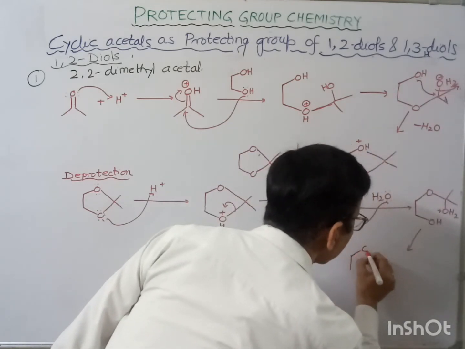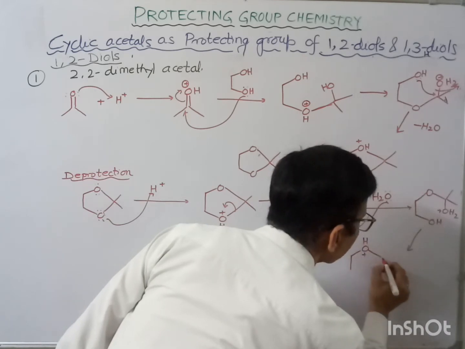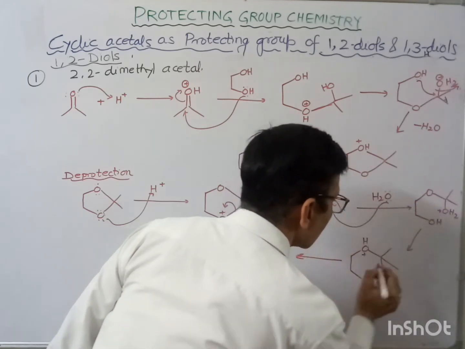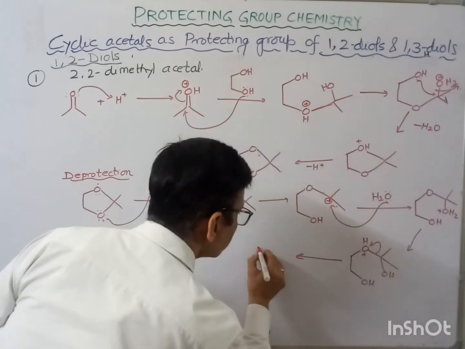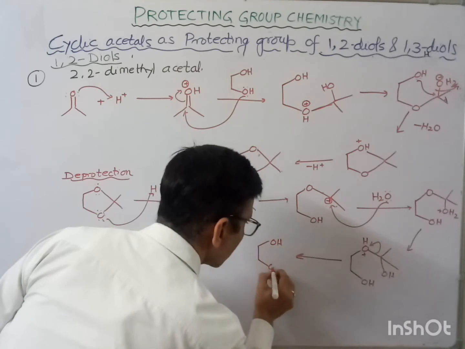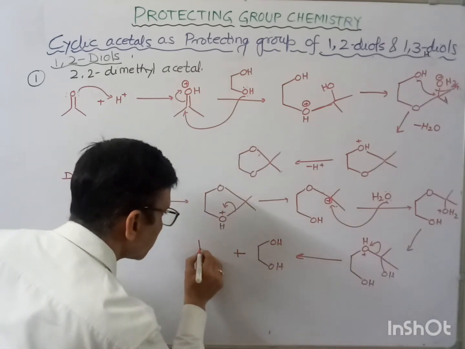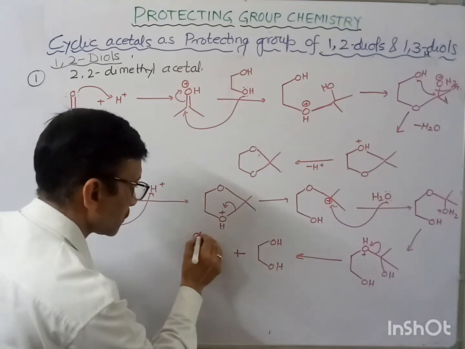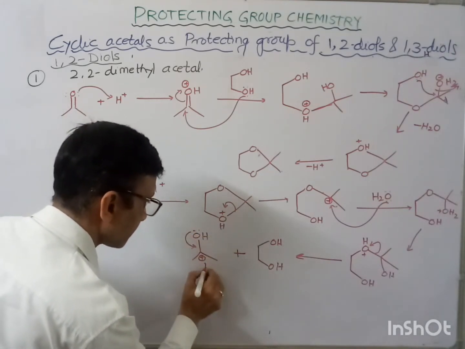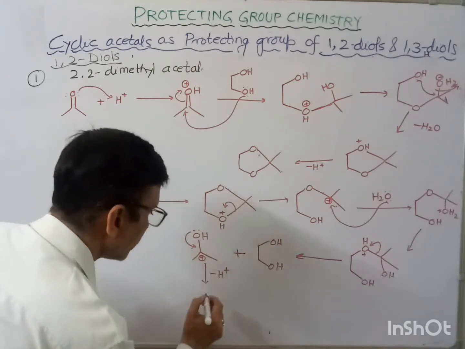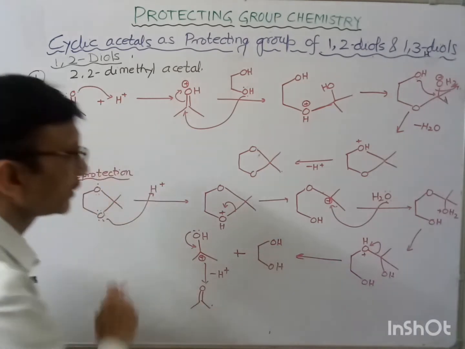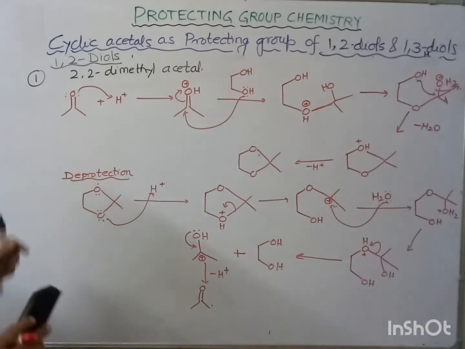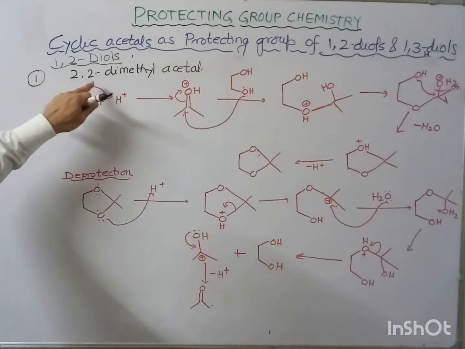So in the next step, proton transfer will take place. This should give diol plus, and we will have the acetone there. So this is the mechanism for protection and deprotection. So what we have seen is the conversion of 1,2-diol into 2,2-dimethyl acetal.